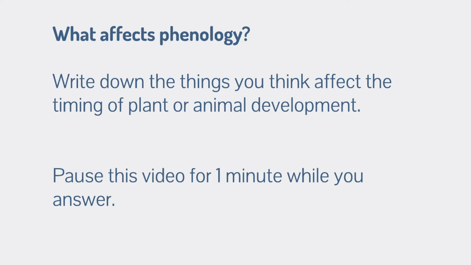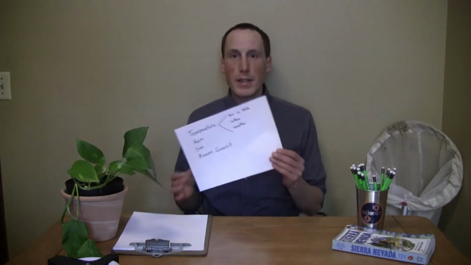So now that we've reminded ourselves what phenology is all about, let's take a closer look at how scientists actually study phenology. To kick things off, I'd like you to take a guess. Your next job is to write down on your piece of paper what types of things you think affect the timing of when plants or animals develop during the spring, summer, or fall. Here's the list of things that I came up with.